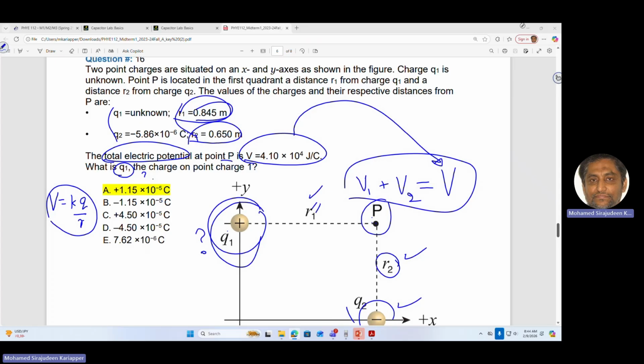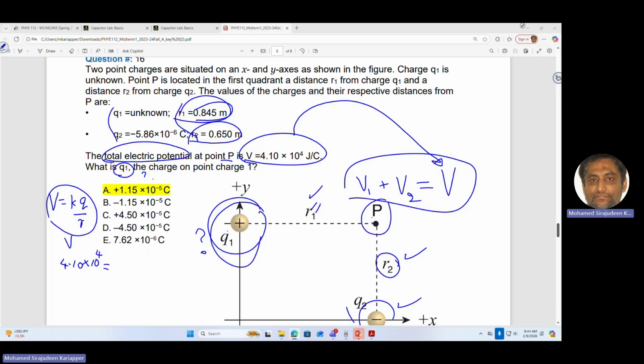So the question technique is changed. I gave you the total potential, and I'm asking to find the value of Q1 without giving Q1. Now I can write the equation in full. V is given, right? 4.1 times 10 to the power 4. Is it SI unit? Yes. Joule per coulomb. This is V.